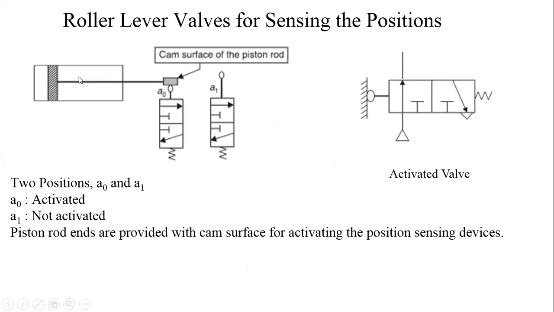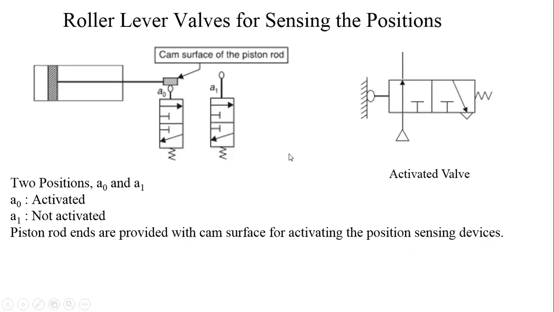So as far as this double acting cylinder is concerned, two positions are shown, A0 and A1. A0 position is activated. So this is the roller lever valve corresponding to the A0 position, this one. And A1 is at present not activated. It will be activated later on once the piston rod completes its extension stroke. Piston rod ends are provided with a cam surface like this for activating position sensing devices. This is a position sensing device, this is a position sensing device.